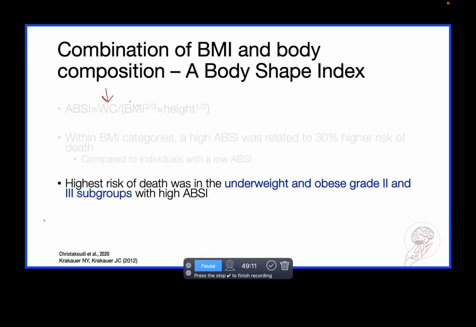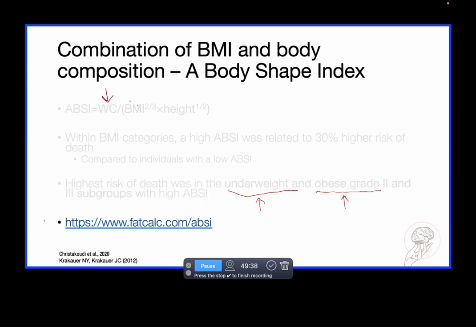But the highest risk of death was still in underweight and obese grade 2. So even though this gives us more information, it's actually telling us just about the same thing that normal BMI is telling us. People who are underweight and people who have more extreme levels of obesity are at the highest risk. But there is this nice calculator at fatcalc.com/ABSI.